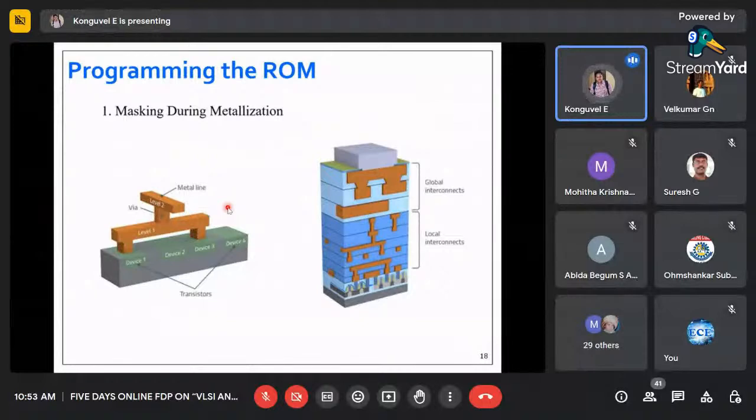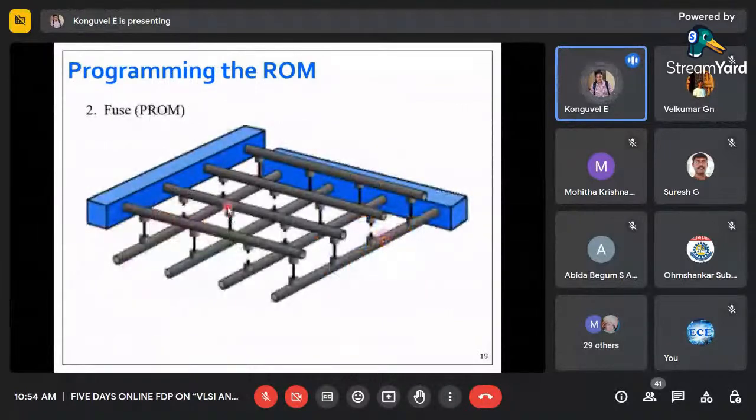Masking during metallization. What is the disadvantage of this masking? For every design, for every memory cell, depending upon the data, the entire masking process itself has to be done. I hope you know about the masking process and how much cost is involved in that, and it is permanent. Once it is done, that mask will not be used again unless you get the same design. This is the disadvantage of masking during metallization, but that is why we go for fuse.